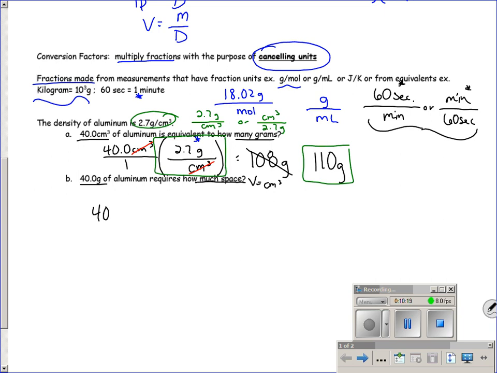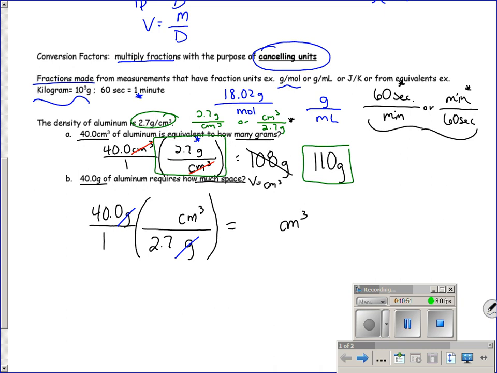I would expect you to get that from your chapter 3 reading. So if we've got mass, grams, we want to cancel grams. So gram needs to be on the bottom, centimeter cubed on top. The relationship is that there's 2.7 grams for every 1 centimeter cubed. So this time we are in effect dividing. We can see that grams cancel. That gives us the unit that we want, centimeters cubed. 40 divided by 2.7, expressed to 2 significant digits, is 15 centimeters cubed.